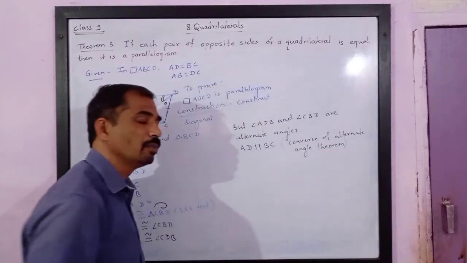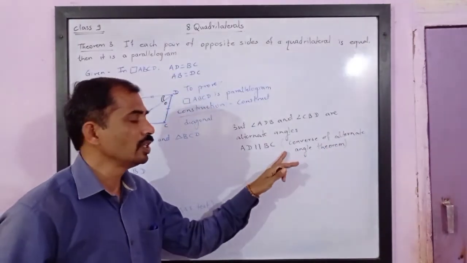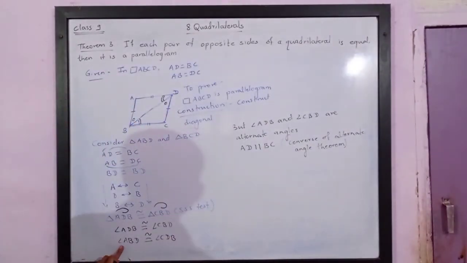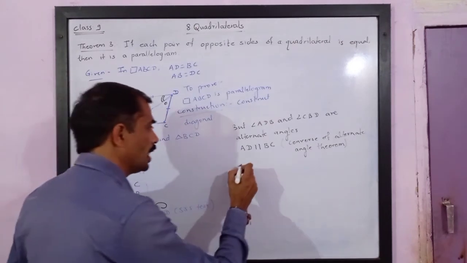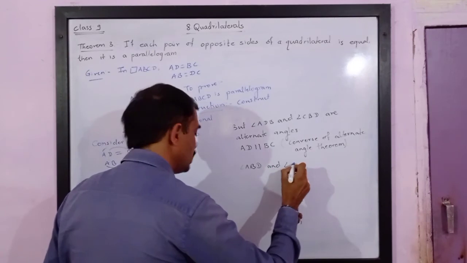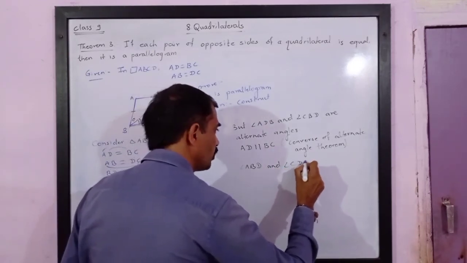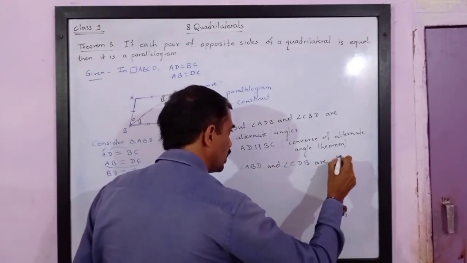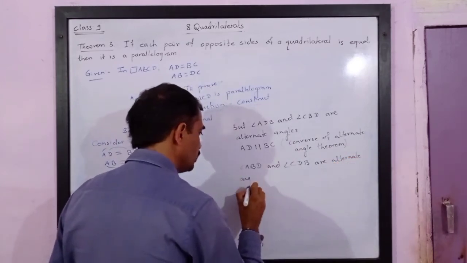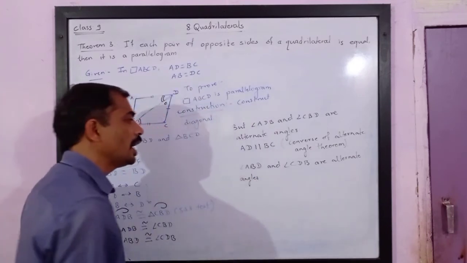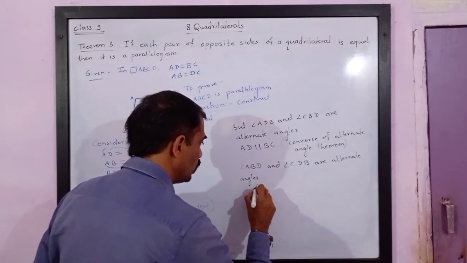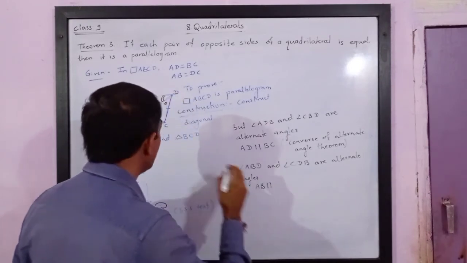Dear friends, we have already proved this in earlier videos. If you have not understood this, you can see the earlier videos. Now, next, we have got these two angles, angle ABD and angle CDB. They are also alternate angles, and alternate angles are congruent, it means lines are parallel. That is, AB is parallel to DC.